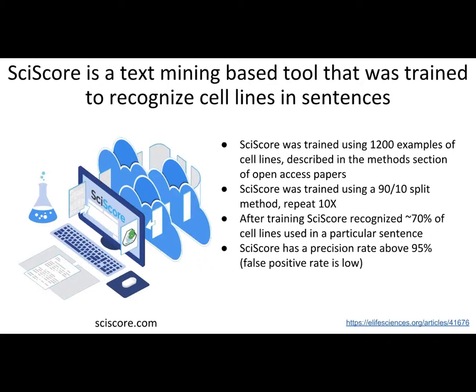And after this training, which we repeated 10 different times, SciScore recognized about 70% of the cell lines in any one sentence. And the precision rate, which we were interested in making sure was very high, was 95%. So this is a relatively good text mining algorithm, and this has now also been incorporated into SciScore, the tool.